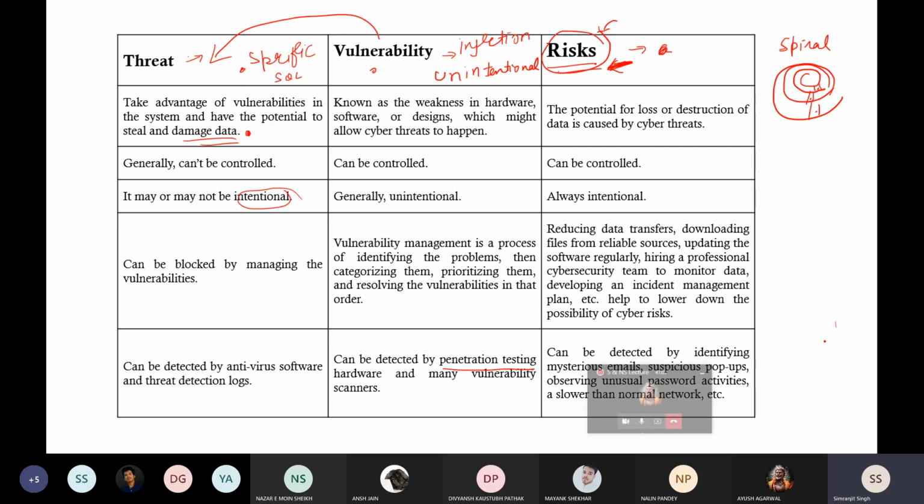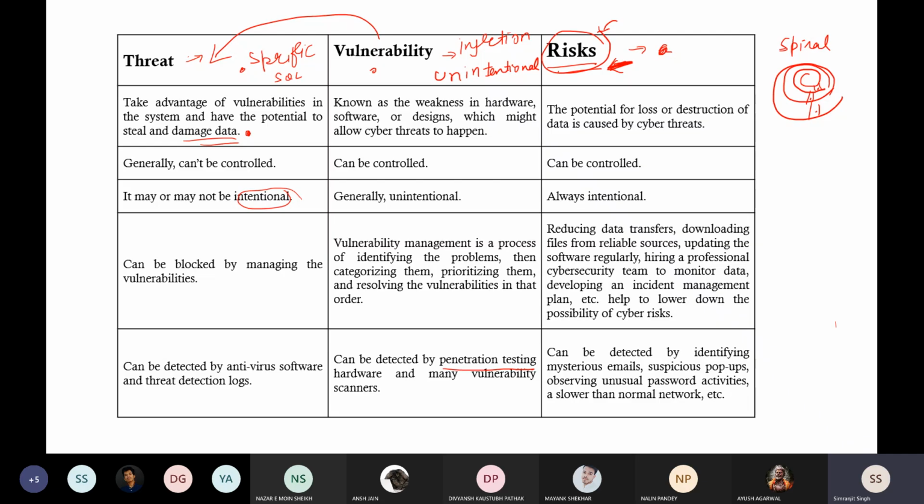Another thing is it can be detected by identifying mysterious emails and suspicious pop-ups. Risk analysis is a kind of study where you have to take into account all the things of the client. Whatever the client gives, each and every inch of detail of the software or of the system, so that a security engineer can provide a risk assessment of their software or any product they are launching. So the main thing is the difference between a threat and a vulnerability.